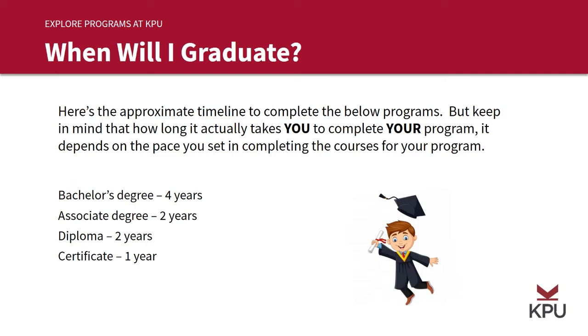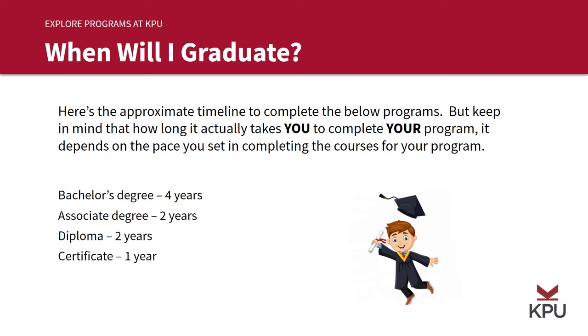But exactly how long it will take you to complete your program really depends on your pace. For example, a certificate program here is 1 year. We expect a student to take about 30 credits a year. Not necessarily that you have to follow taking 30 credits a year, but this is the rule of thumb that we use to determine how long it might take a student to complete the program.